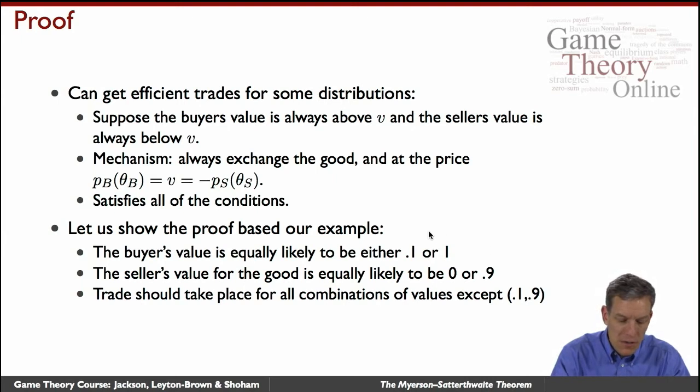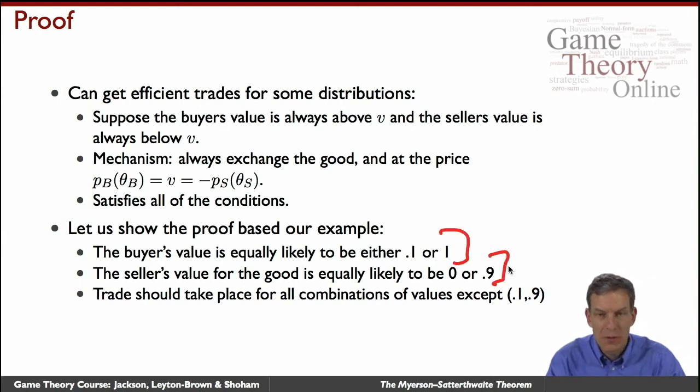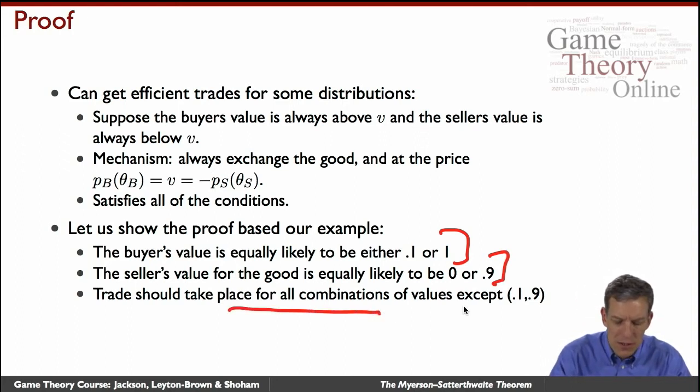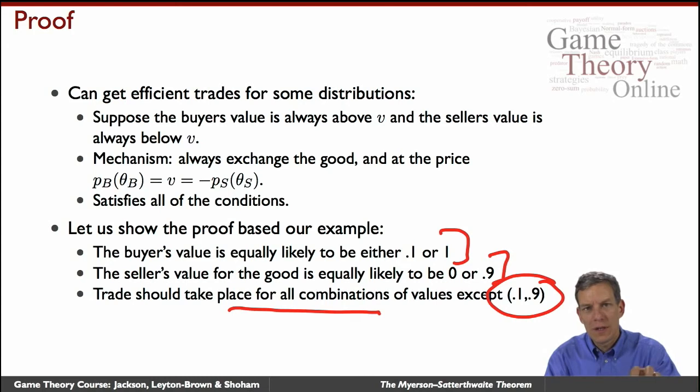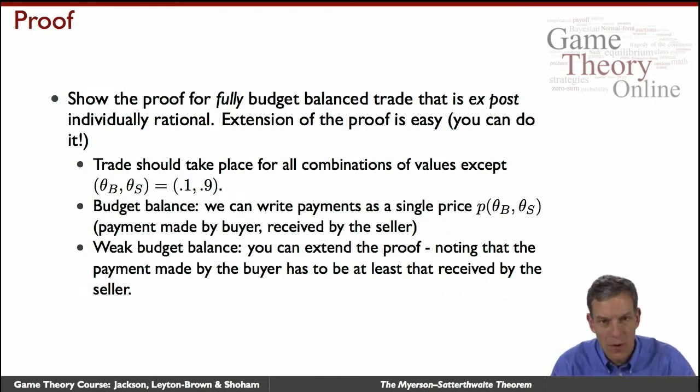And in fact, let's show the proof based on our example. Buyers' values are equally likely to be 0.1 or 1. Sellers' values are equally likely to be 0 or 0.9. In terms of efficient trade, trade should take place for all combinations of values except 0.1, 0.9. And so what we can do is just go through the conditions, try to satisfy them, and show that we can't satisfy them in all the situations.